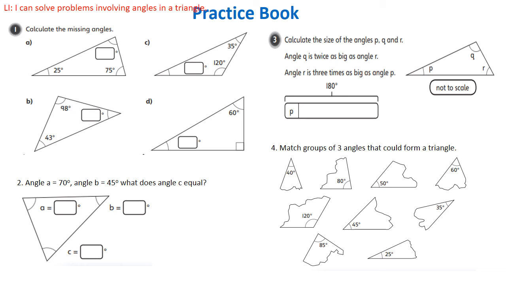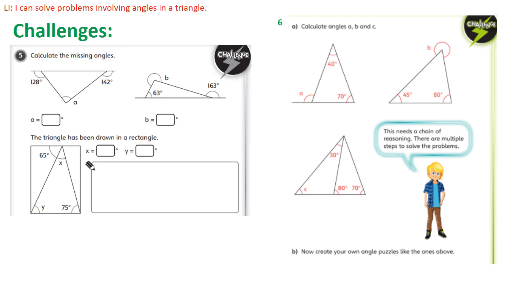Your final question on this page is match groups of 3 angles that could form a triangle. What do angles in a triangle add up to? They add up to 180 degrees. So you want 3 of those, or groups of 3, each group having to add up to 180 degrees. There's a couple of challenges for you today, if you feel up to those.